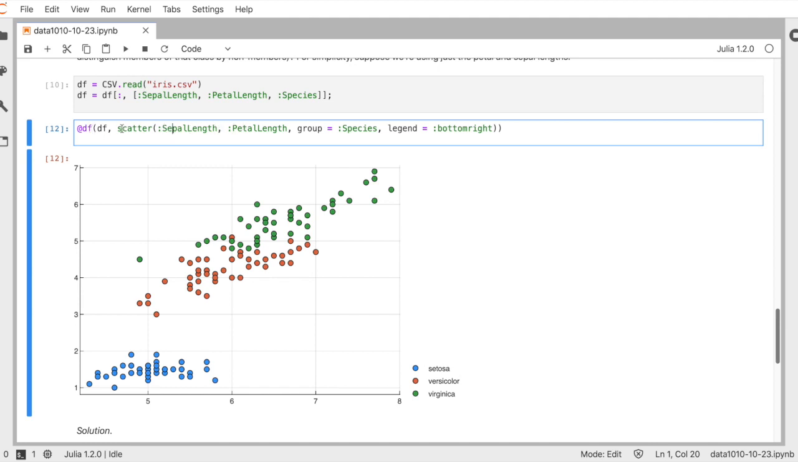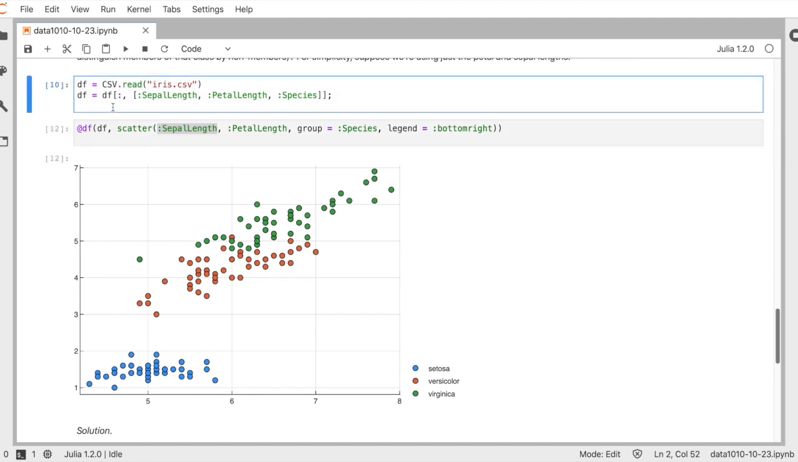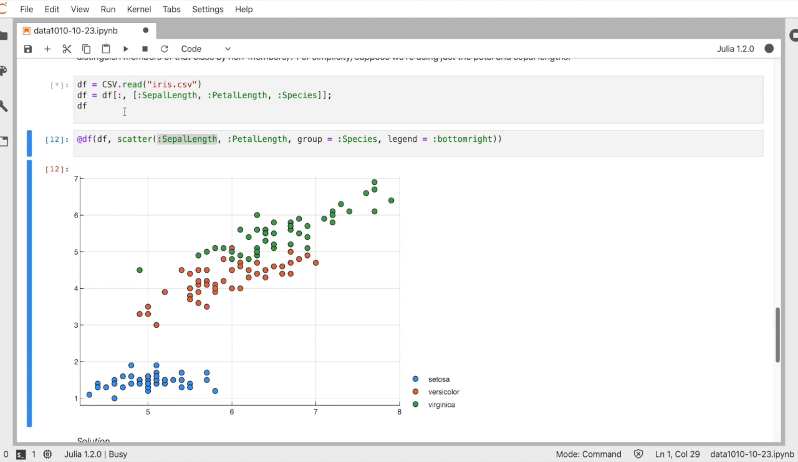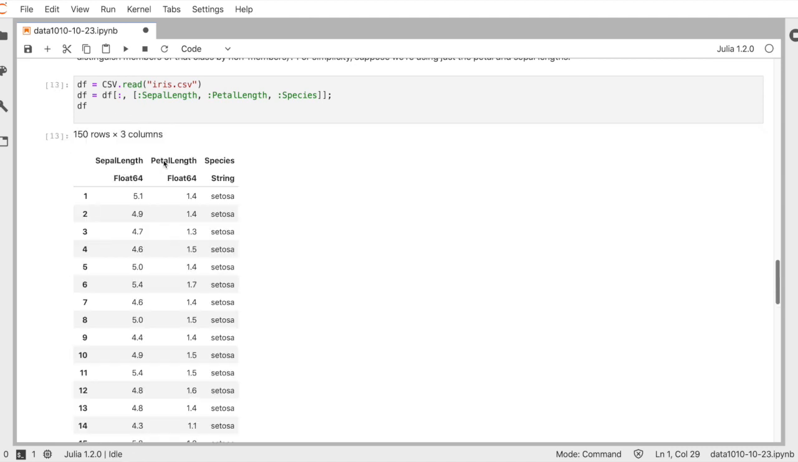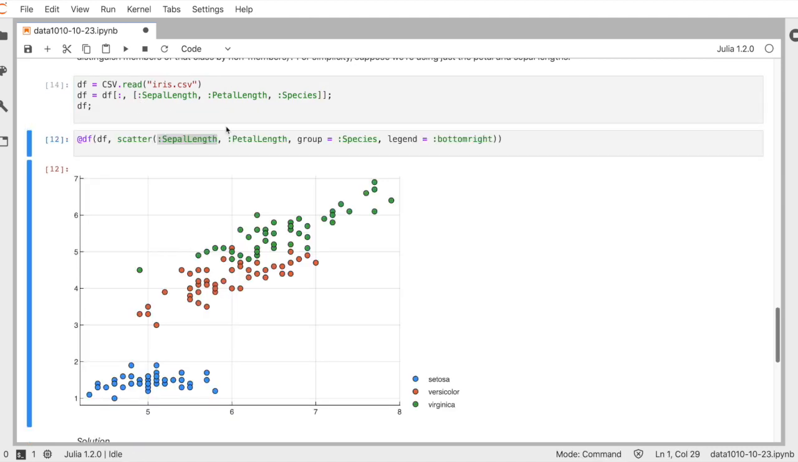And this data frame macro is going to take this data frame, and whenever it sees a symbol here, it's going to check if that symbol is one of the names in that data frame. And if it is, it will insert that particular column of the data frame. So we can look at this data frame and see what it looks like. It has 3 columns: sepal length, petal length, and species. Whenever we say sepal length, that's shorthand for the sepal length column of the data frame. That way you don't have to keep rewriting the name data frame every time you want to refer to some aspect of the data frame.